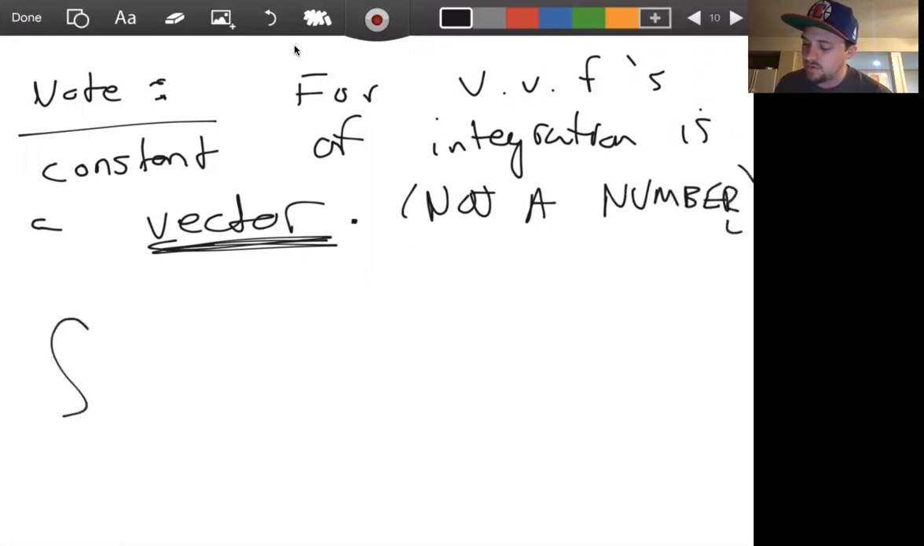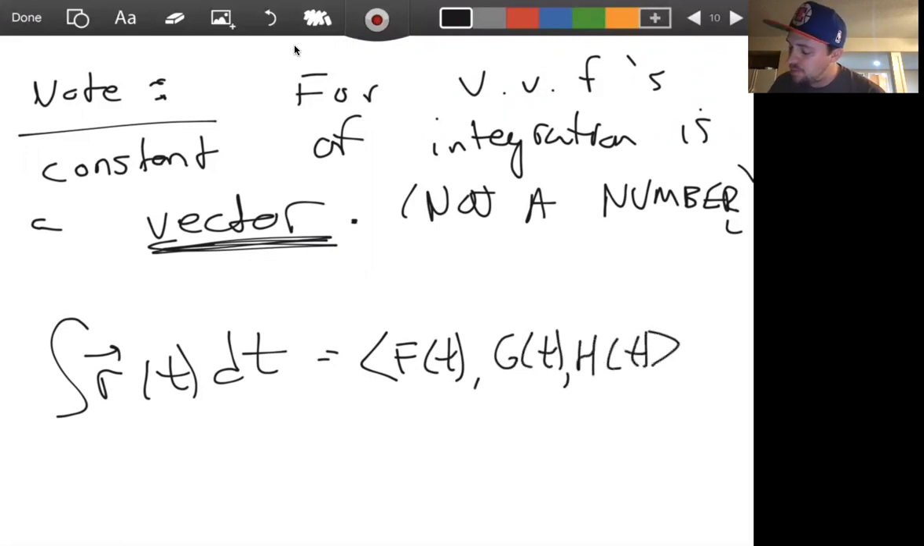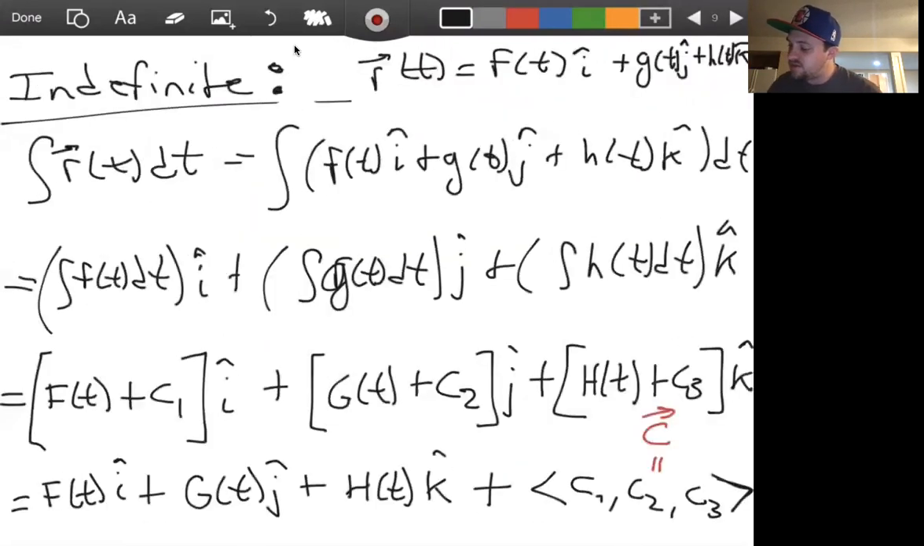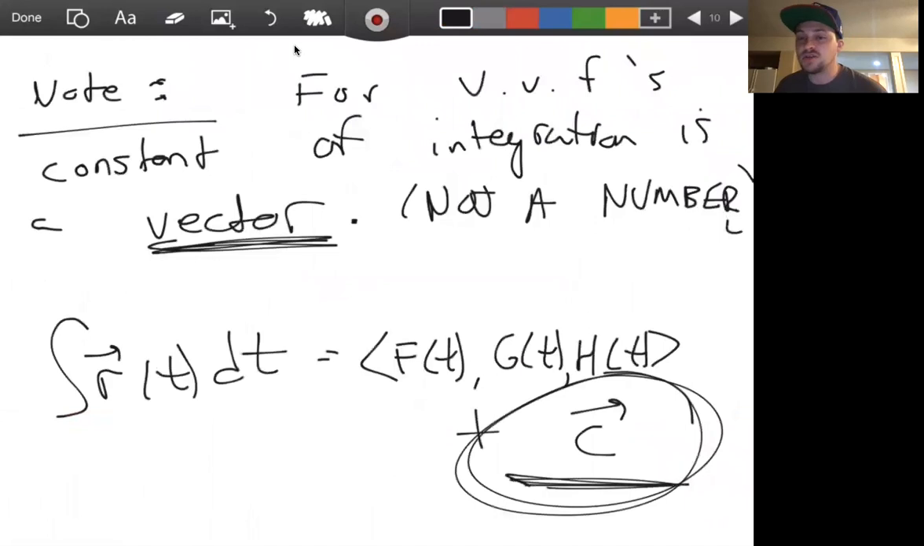For the indefinite integral, you have the integral of r of t dt equals, again, capital F of t, G of t, H of t plus C, where this vector C is defined as c1, c2, c3, which are the constants of integration from each component's integral, and c1, c2, and c3 are numbers, right? But the constant of integration for a vector valued function is each of these numbers in a component that makes up one vector. So that's worthwhile.